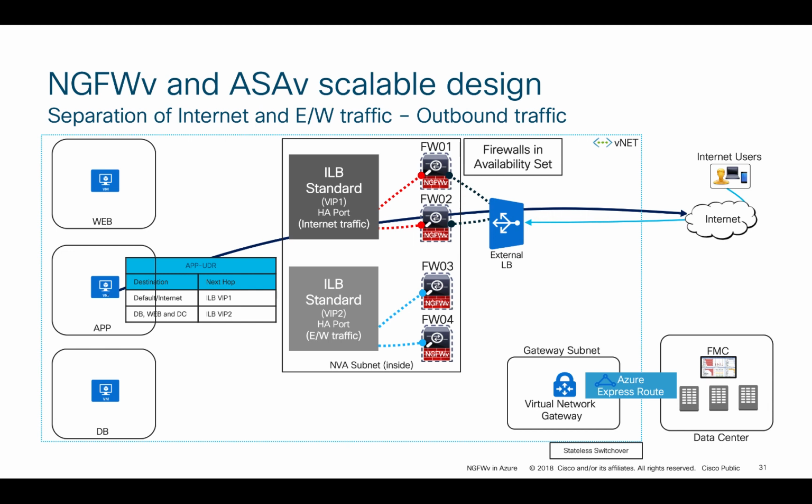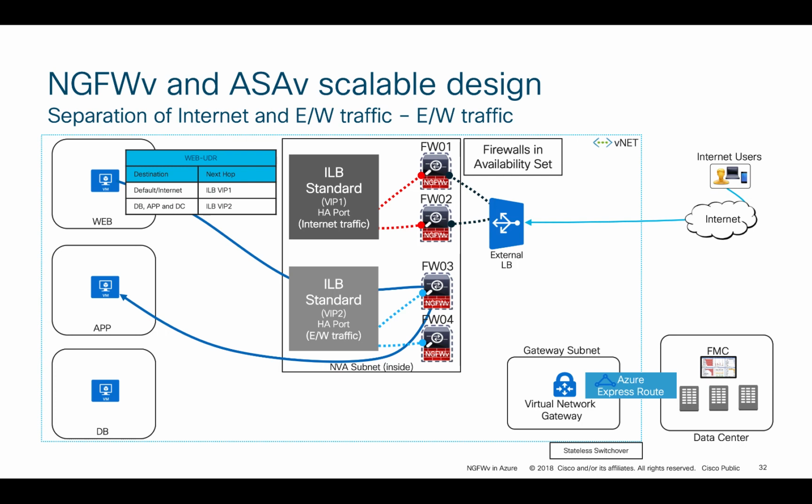On the outbound side, again, traffic will come to your UDR. UDR will send it to virtual IP 1, and from there it will go to the internet, either through the external load balancer, or you can assign or map a public IP address directly to your external interface, and then it will use that path as well.